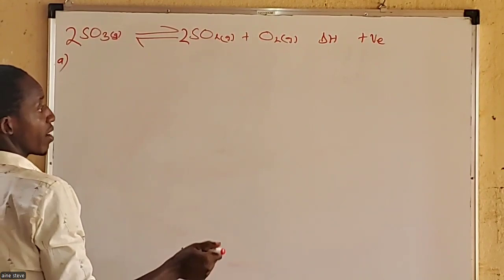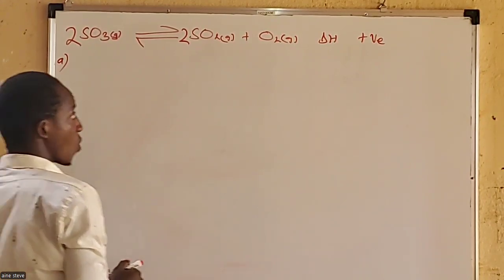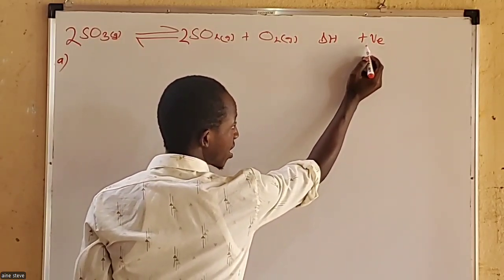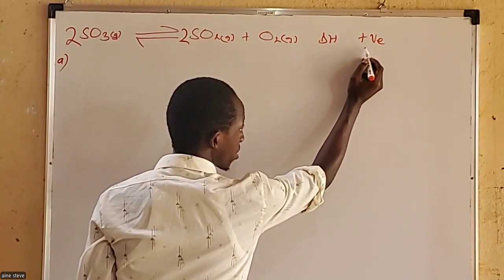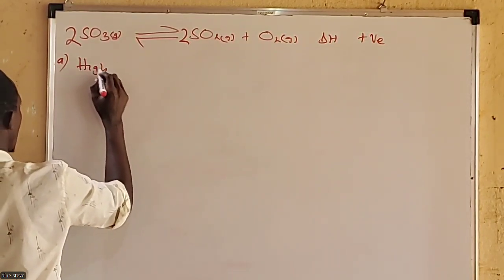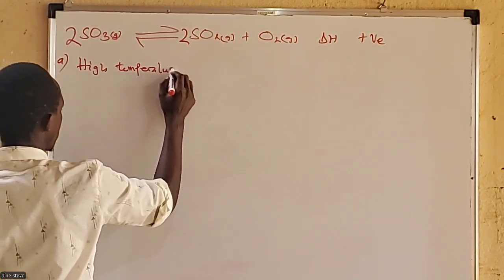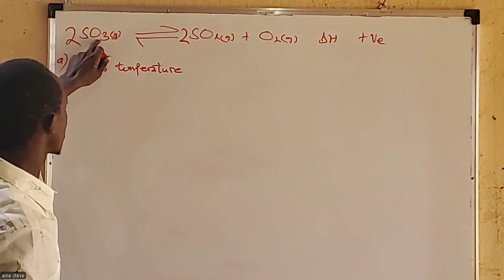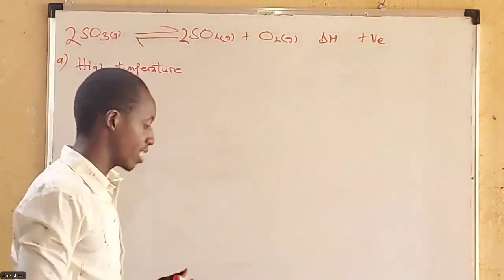You have to be very careful when you are stating conditions, okay? So one, look at this. The reaction is proceeding endothermically. If it is proceeding endothermically, it means that one of the conditions is high temperature. This needs high temperature because for you to decompose this, you need extremely high temperature. It has even been indicated.